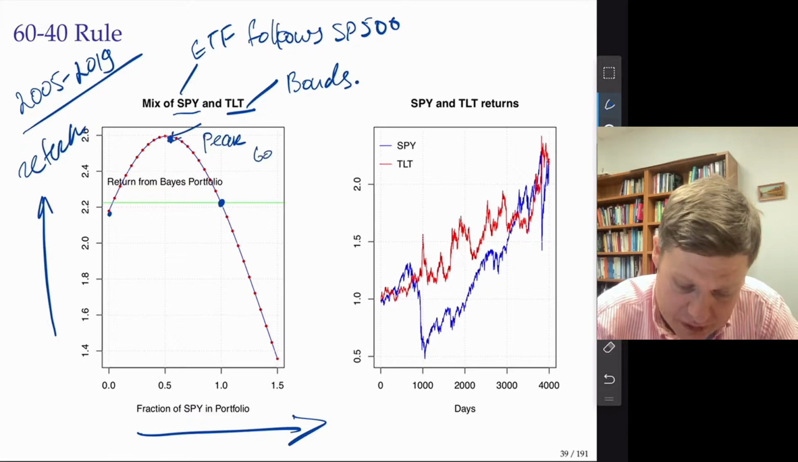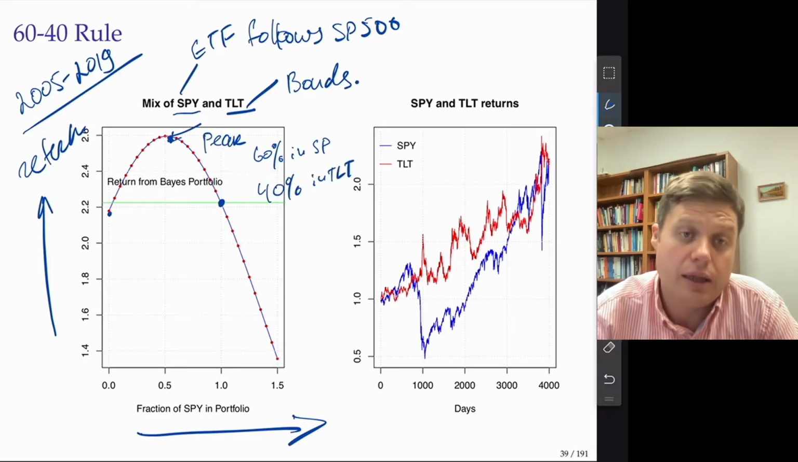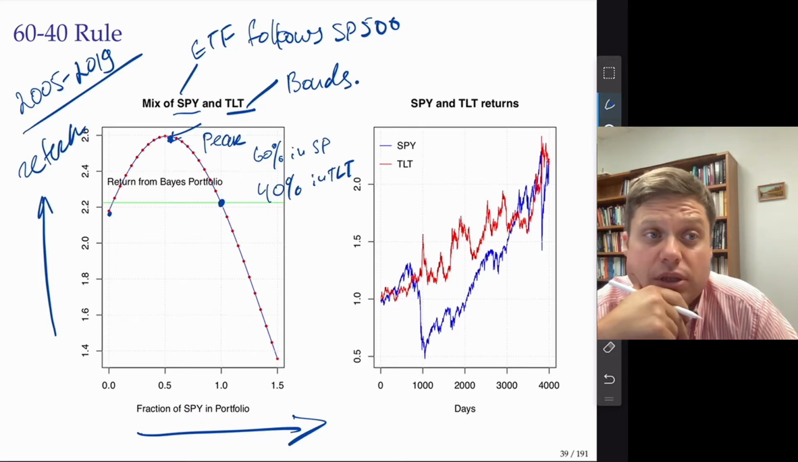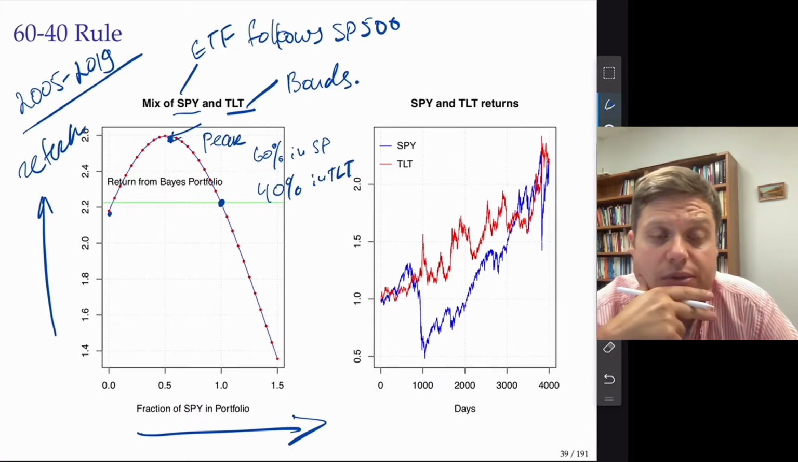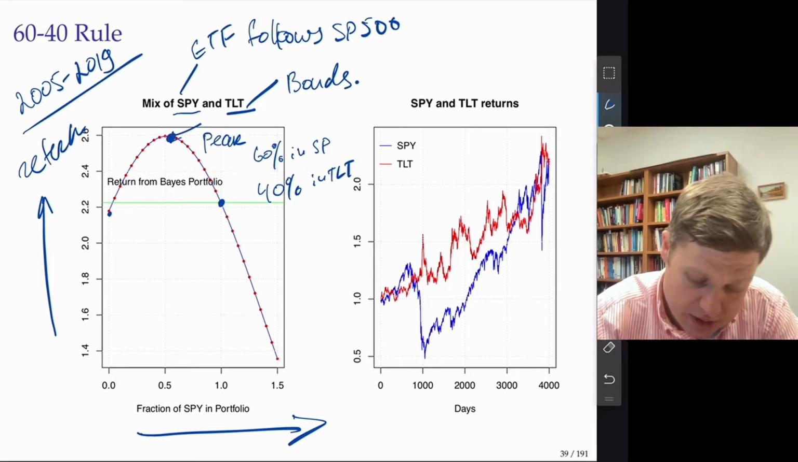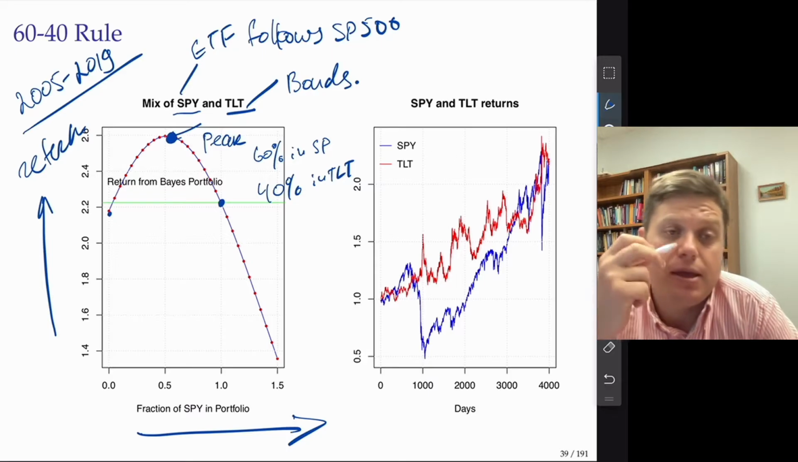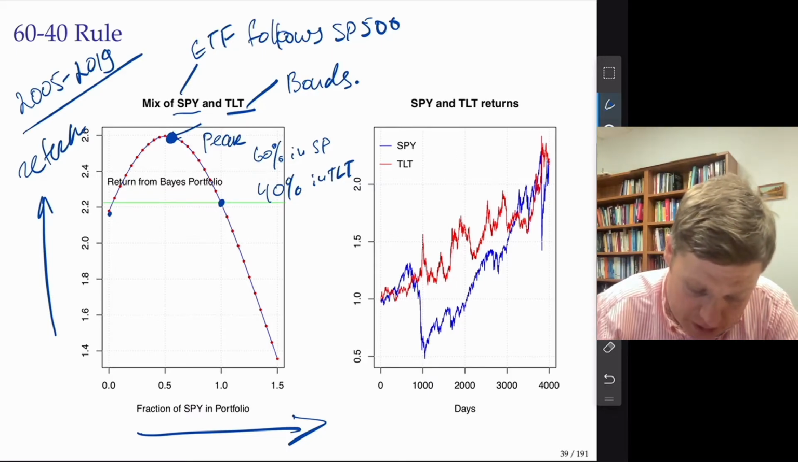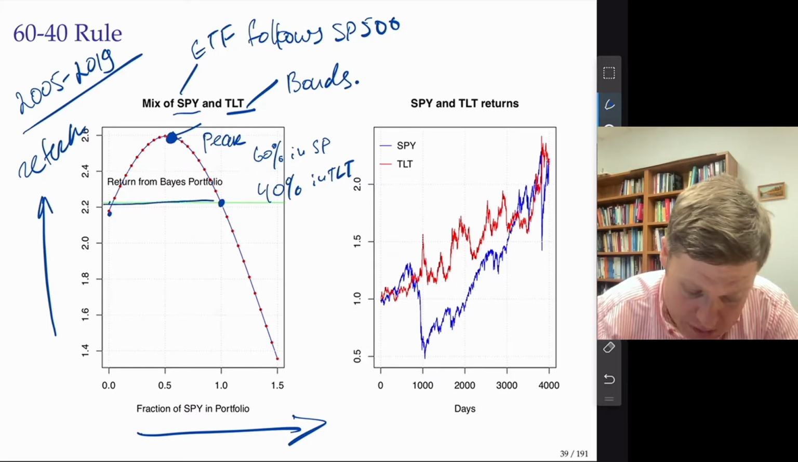So you have 60% in S&P and 40% in TLT. And you might have heard this rule before, this 60-40 rule, that you want to split your investments 60% in stock and 40% in the bonds to maximize your returns. And this is the average one across all possible scenarios.